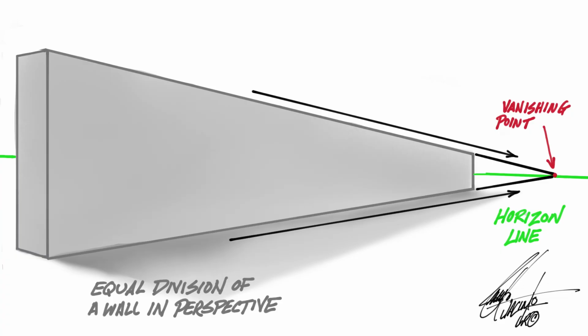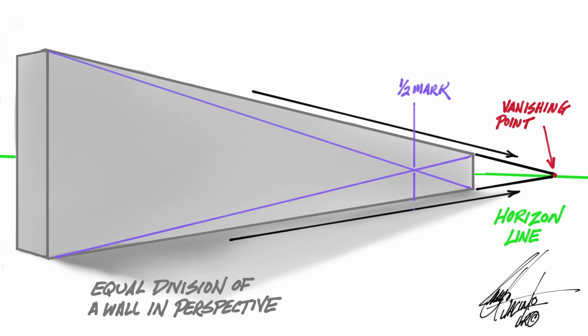All right. Now here's how we find the center. We make an X. Already you can see where that center of the halfway mark is. And there's your halfway mark. You make your vertical line right where the two lines intersect. Pretty far off, isn't it? It's not quite where you may have thought it was.